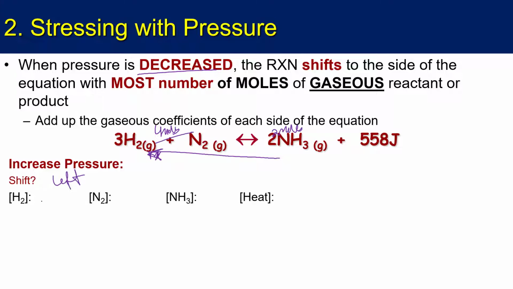What does that mean for the concentration of H2? Well, left shift is a decomposition reaction. We're taking NH3 apart. And that means when I take it apart, I get my component pieces. So my H2 in the system goes up, as does my N2. By taking that apart, my NH3 goes down, and it requires 558 joules of heat energy to make that happen. So that is Le Chatelier's principle and pressure.